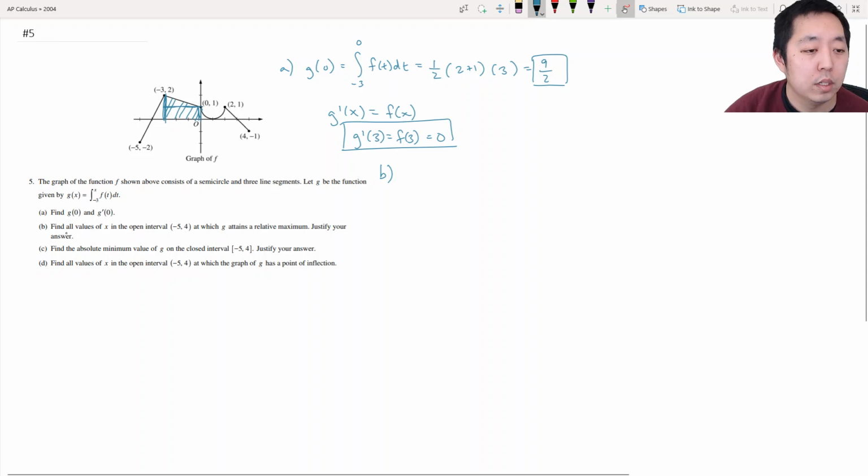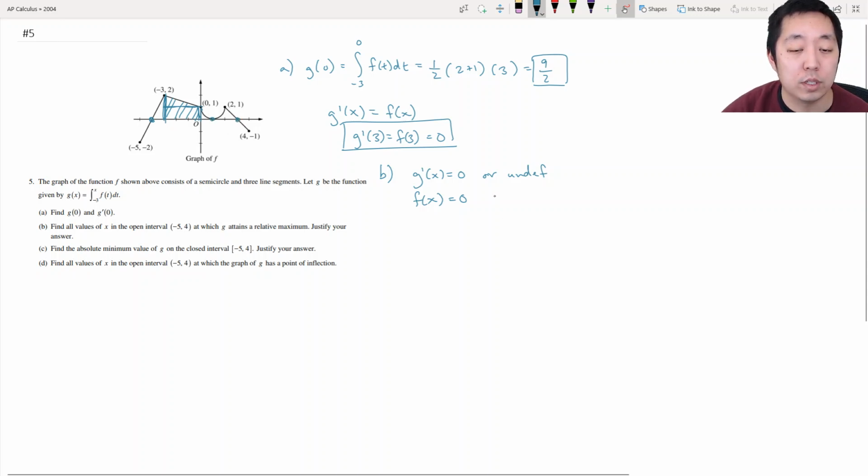Find all the values x in the open interval -5 to 4 at which g attains a relative maximum. Justify your answer. So what does it mean for g to have a relative maximum? Well, g prime of x needs to equal 0 or be undefined. We already demonstrated that g prime of x is equal to f of x, so this is the same as saying f of x has to be 0. When is f of x 0? Here, here, and here.